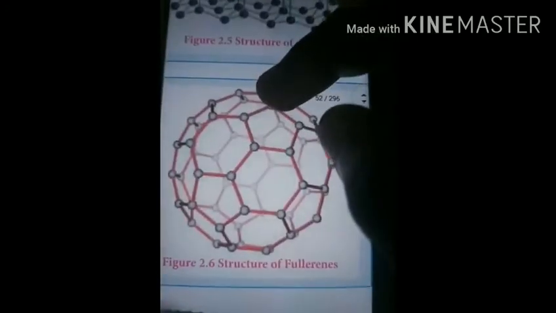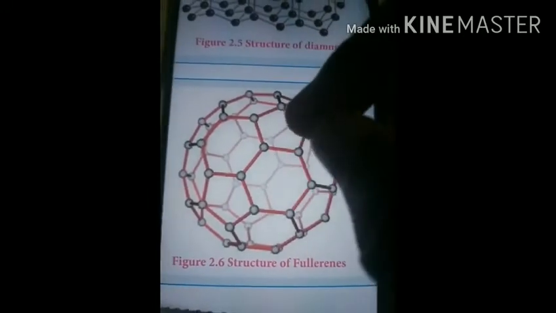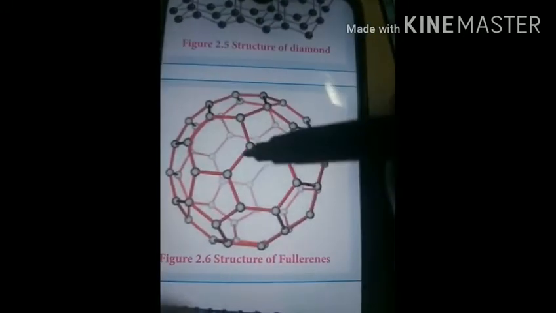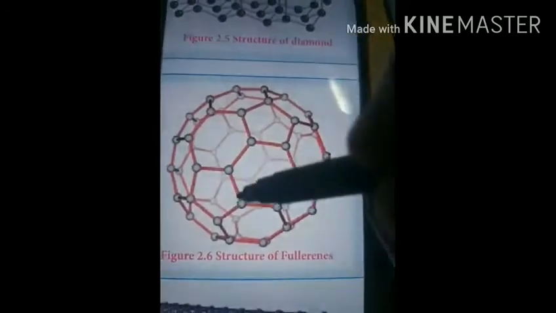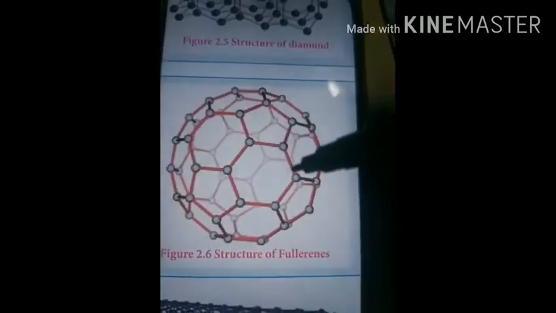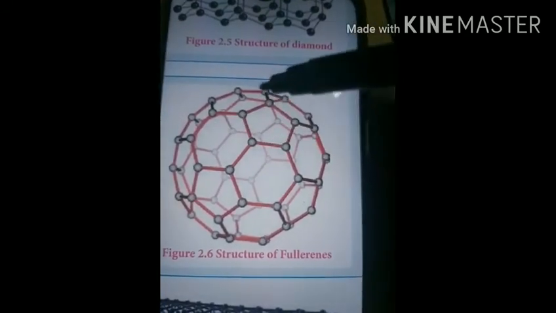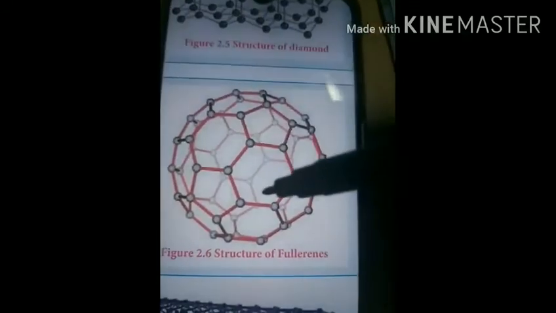Next we are going to see the structure of fullerenes. I told you, right, a football. That football shape is called fullerene. Here also 1, 2, 3, 4, 5, 6 carbon structure connected together. So many hexagons connected to form a ball shape. This is called the structure of fullerene.